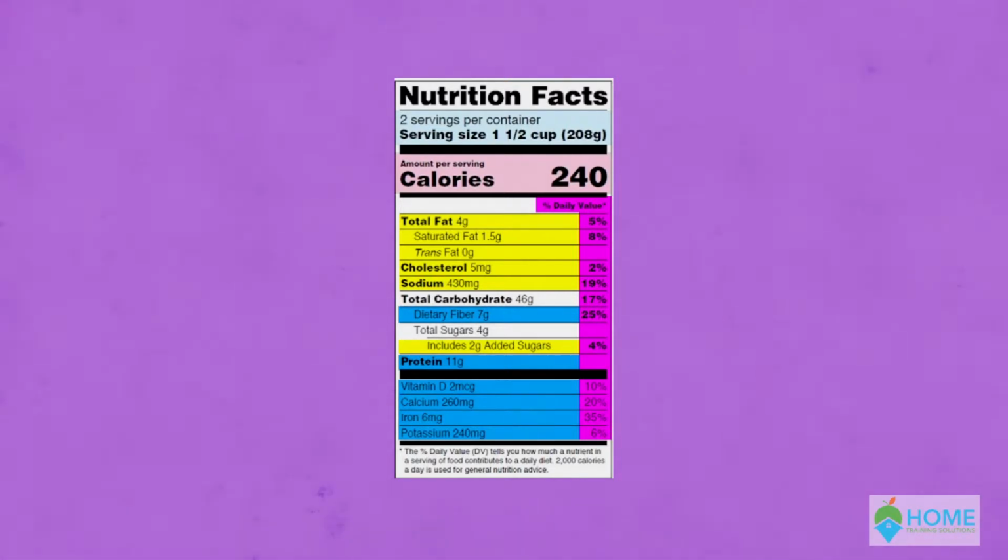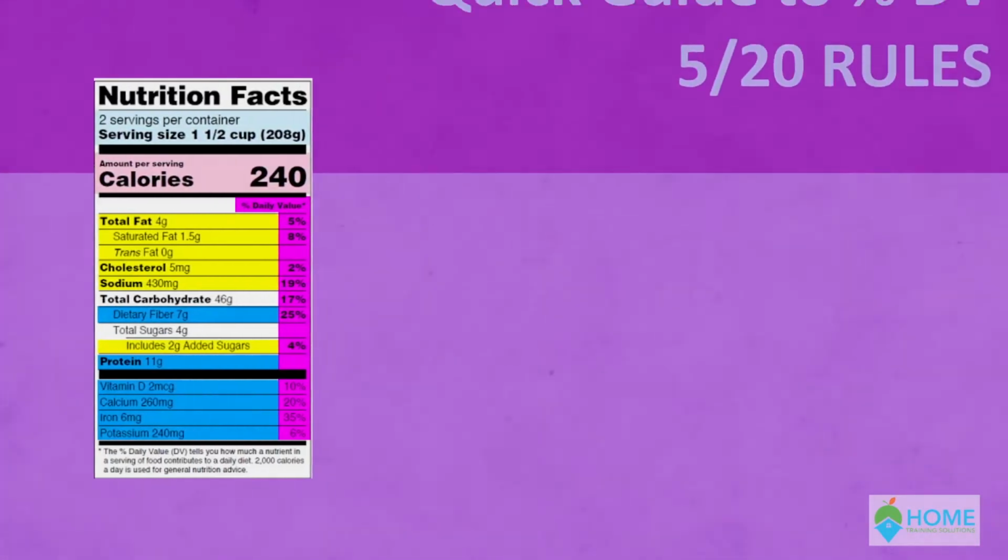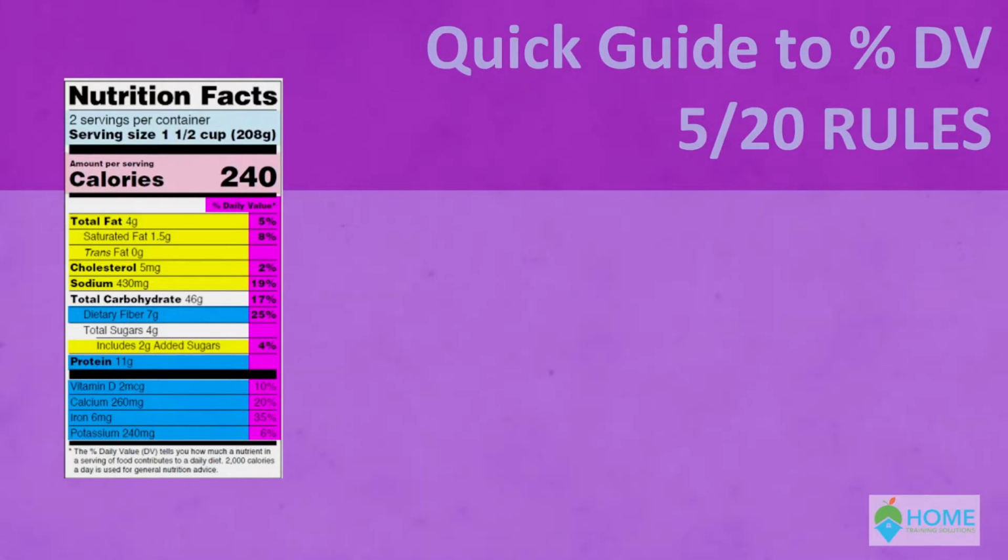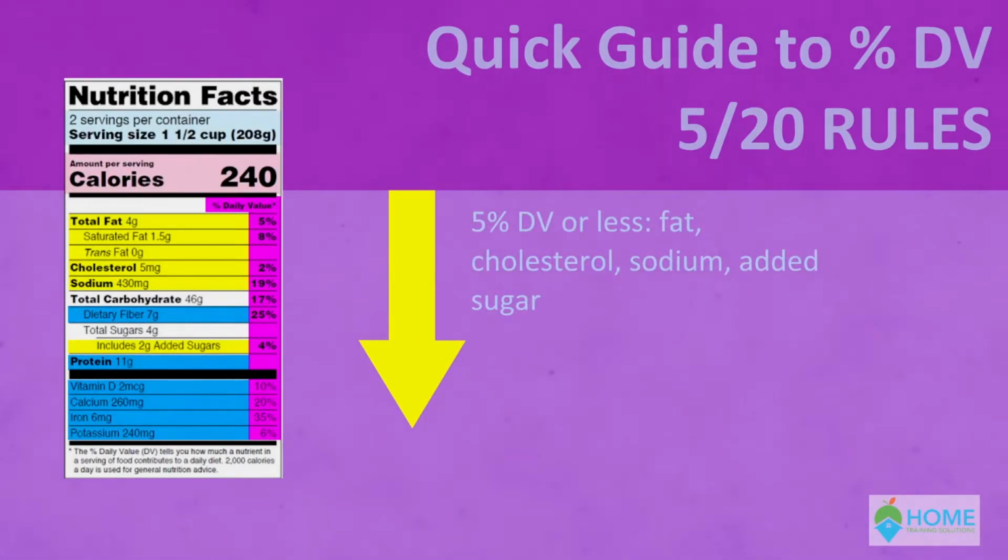These reference values are meant to help consumers understand how nutrients fit into the context of a 2,000 calorie diet. They can also help you compare the nutritional values of different food products. A quick, easy guide that tells you if the packaged food item is healthy or not is the 5-20 rule. You want to keep values like fat, cholesterol, sodium, added sugar under 5% daily value. On the other hand, nutrients like fiber, vitamin D, calcium, iron, and potassium are the nutrients you should eat more of. The more the better.